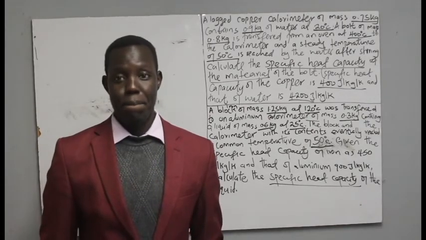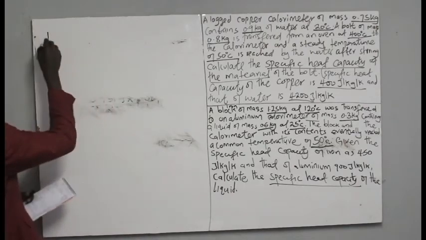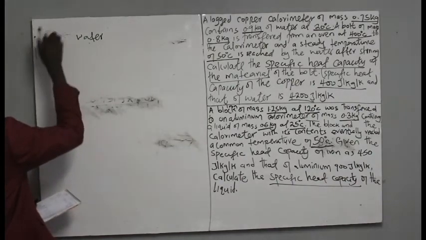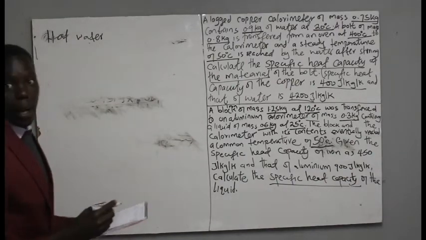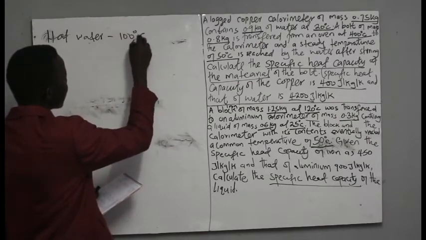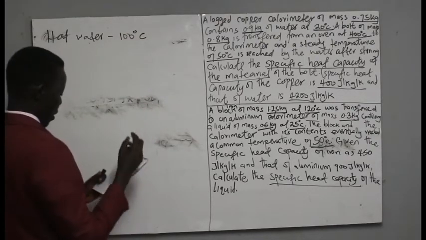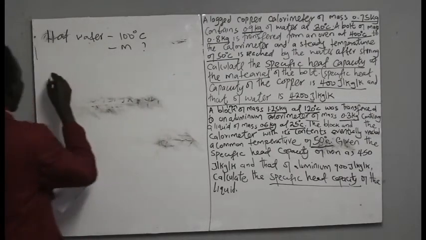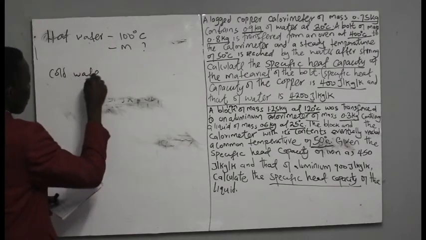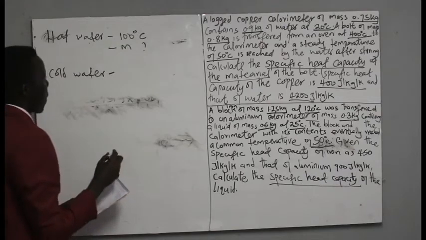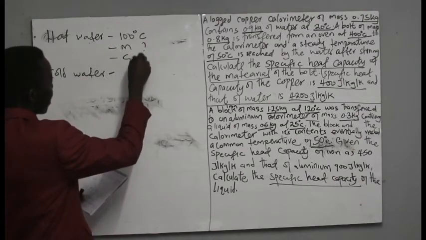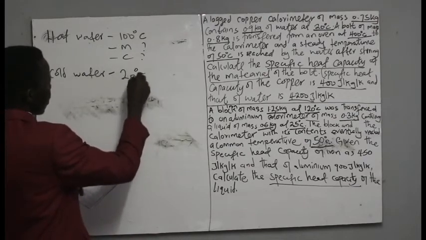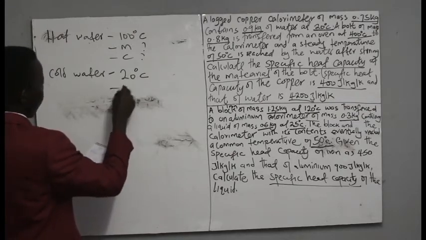Now, we have hot water at 100 degrees Celsius, and the mass we don't know. Then we have cold water. Even for this one, we don't have the specific heat capacity, no problem. The cold water is at 20 degrees Celsius and its mass is 4 kg.